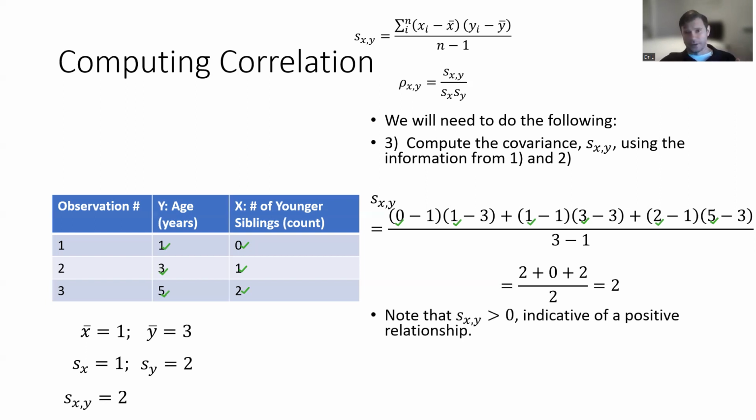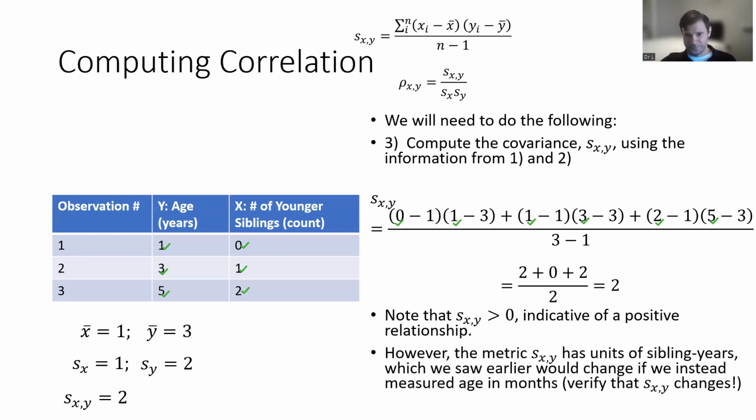the metric is dependent on the units of measurement. So when we say this is 2 equal to the covariance, what are the units? It's 2 sibling years. Okay. What are we going to do next? Well, we're going to take that metric measured in sibling years and divide it by the standard deviation of siblings, measured in siblings, as well as the standard deviation of years, measured in years, and that will cause those units to cancel out.